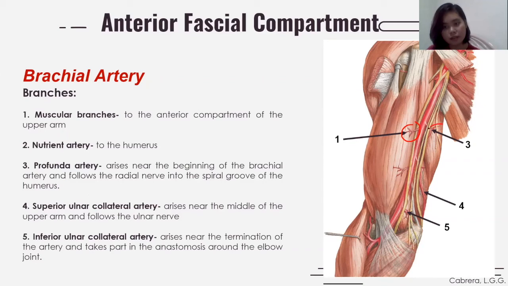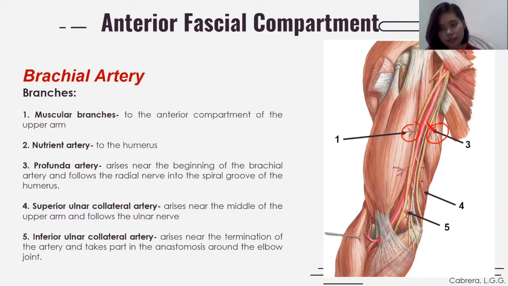Third one is the profunda artery, which arises near the beginning of the brachial artery and follows the radial nerve into the spiral groove of the humerus. So kaya po nasabing it arises near the beginning of the brachial artery, since siya po yung unang nagba-branch out or nag-a-arise sa brachial artery, as you can see.